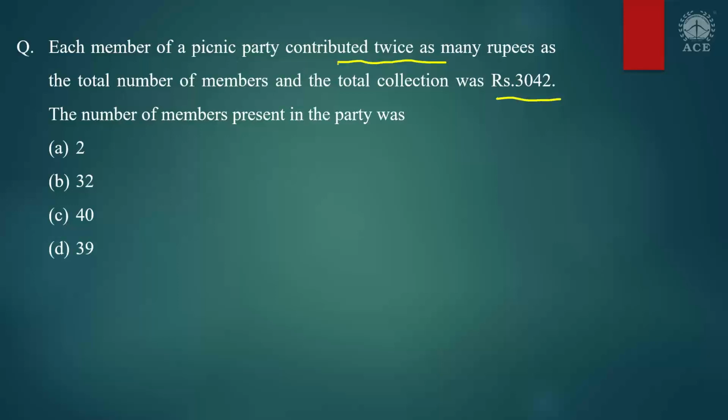Okay. Twice as many rupees as the total number of members. Now here, if you just proceed, my dear friends. Sir, it's 39. 39 is correct. Here, twice. Yeah, 505, your answer is also correct. Let the number of members be X, and they're paying twice as many as there are people, which is nothing but 3042. X square is 1521.